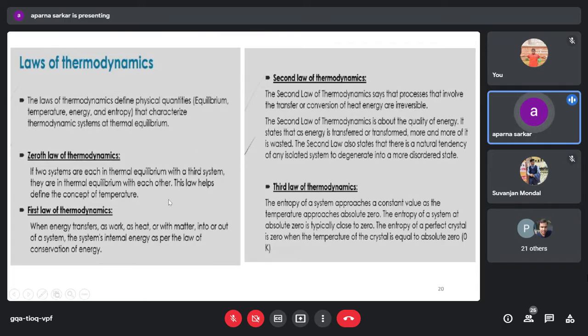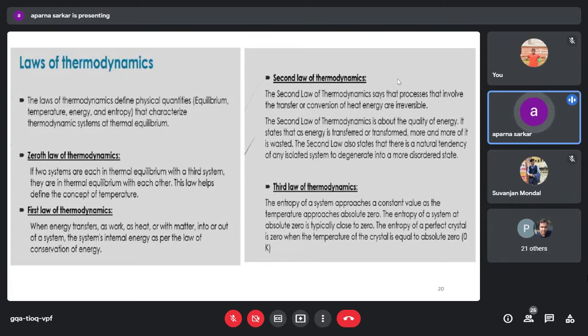Now, the first law of thermodynamics, that we have studied several times, is conservation of energy. Energy cannot be destroyed, and energy cannot be created. So when energy is transferred as work, as heat, or with matter into or out of a system, the total energy, as per the law of conservation of energy, is constant. The second law of thermodynamics says that processes that involve the transfer or conversion of heat energy are irreversible.